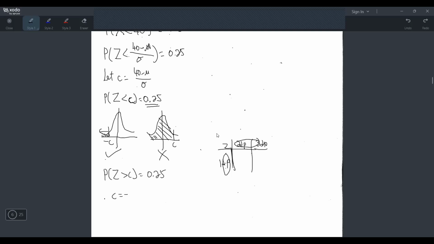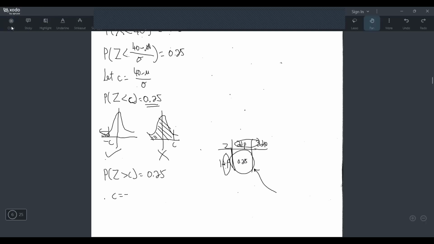So what I will do is I cannot read from outside. I have to read from inside. It means I have to go inside here and find 0.25 or a little more, because I don't have the Z value. So I have to read from inside.